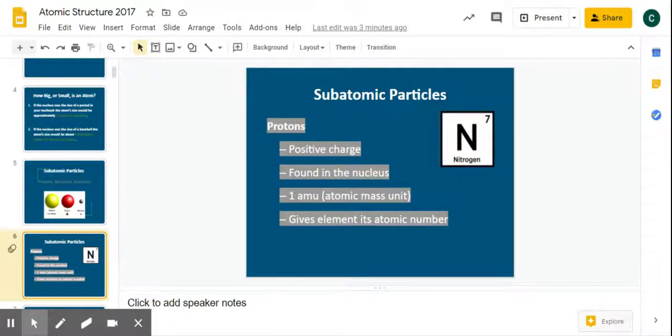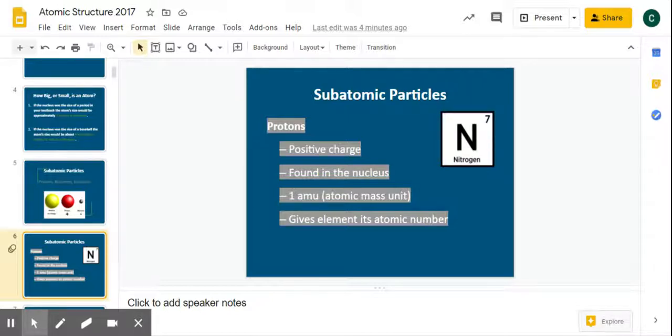So protons are your first subatomic particles. They have a positive charge, P and P there, proton positive. You find these in the nucleus. They are about 1 atomic mass unit. An atomic mass unit is an almost arbitrary scale of measurement when you're talking about these things, but it does give you some size and relevance, especially when we talk about the electron. What's special about the proton is it gives its element its atomic number. This is the identity piece. You cannot have two different elements with the same number of protons.